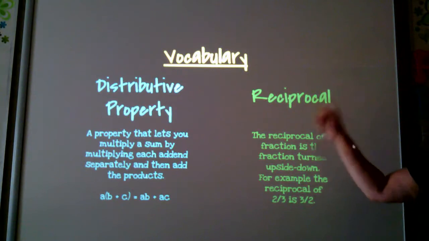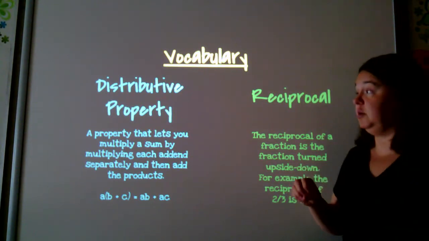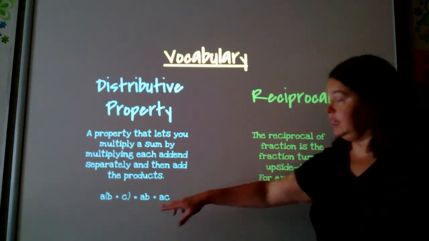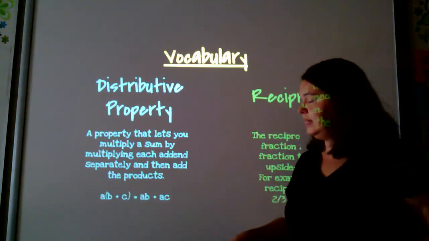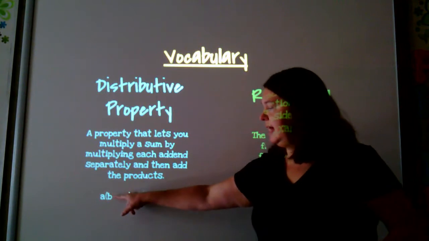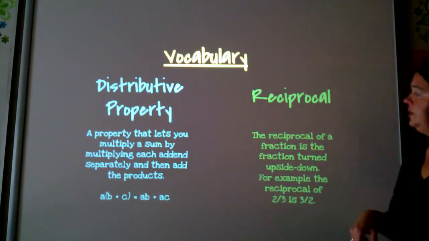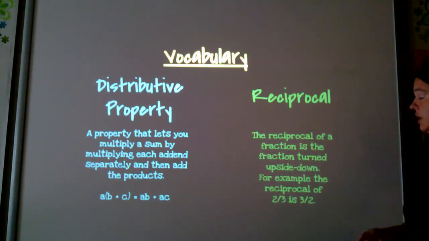All right? The distributive property and the reciprocal, I talked about both of those in lesson 0 videos. Distributive property allows you to take two things that are being added and you can multiply each piece by something. So we can distribute that A to both of those and have AB plus AC. Reciprocal is basically taking a fraction and flipping it upside down. So 2/3 becomes 3/2.